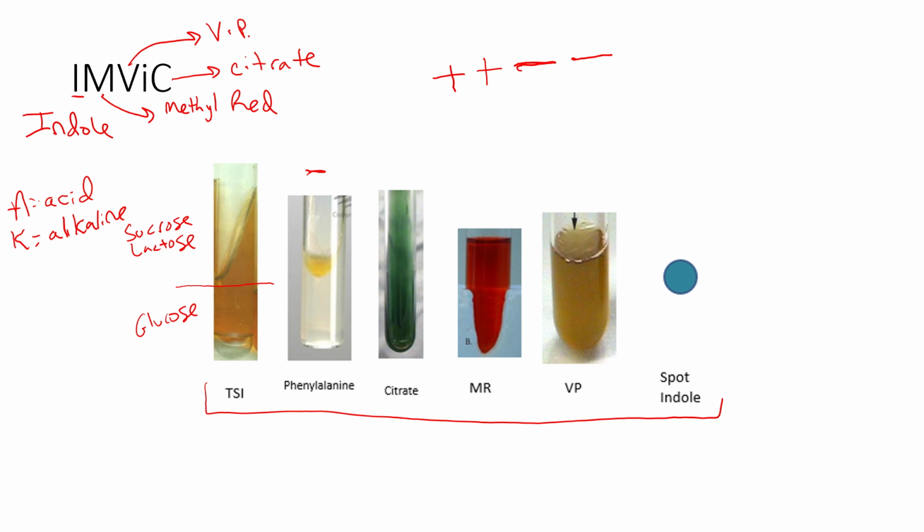So how to score this would be A over A, because both the slant and the butt, or the bottom of it, are both yellow. And then you can see some separation here at the bottom of the tube. There's some gas that was produced, so we're going to put plus gas. And that would be our result for our TSI slant.